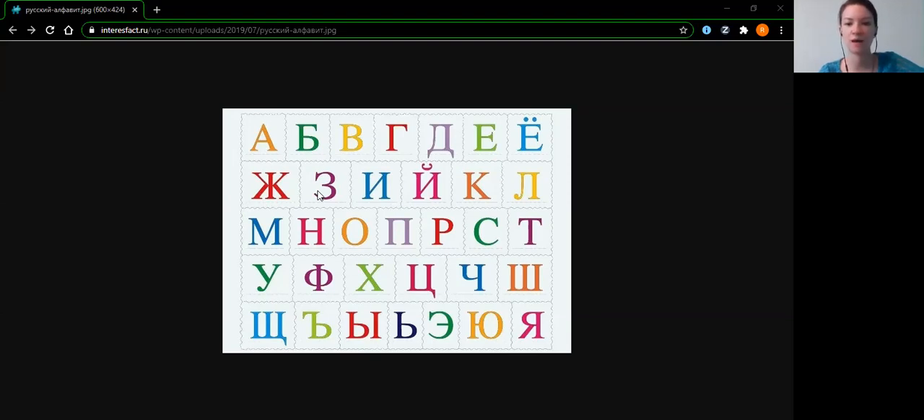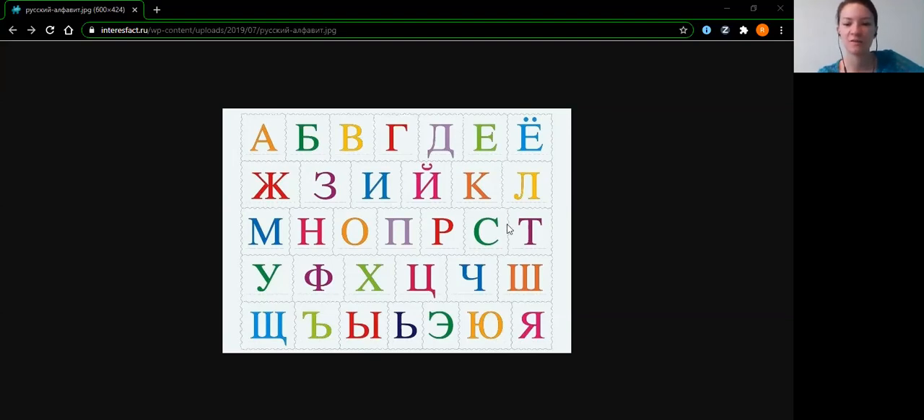For example, zabor with this letter means fence, and sabor with this letter means something totally different. It is cathedral. So if you say, let's meet at zabor, it means you meet near the fence. And if you say, let's meet at the sabor, it means let's meet at the cathedral. And it's totally different, as you understand.